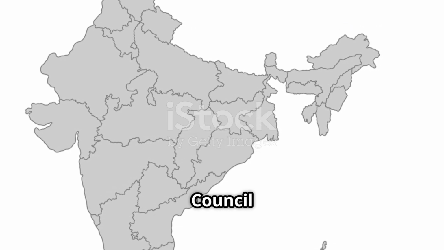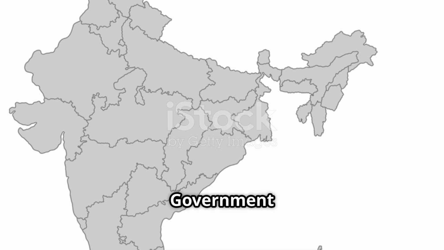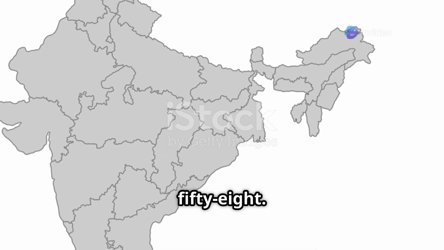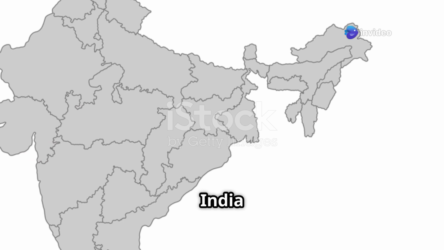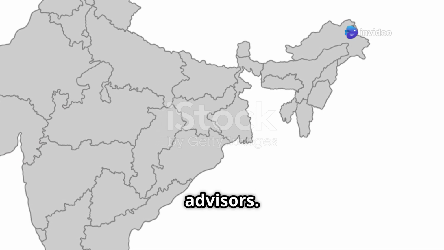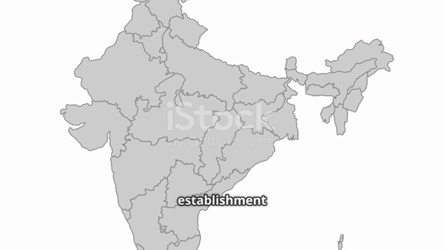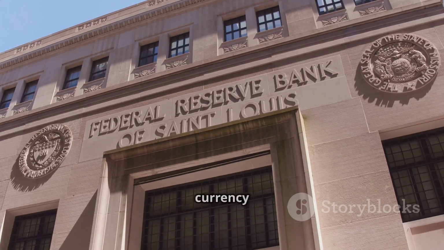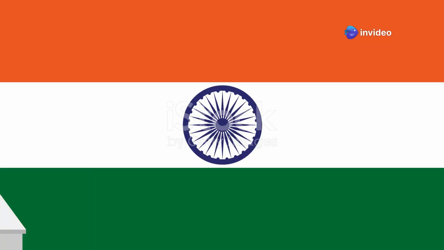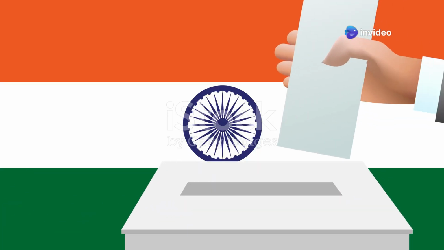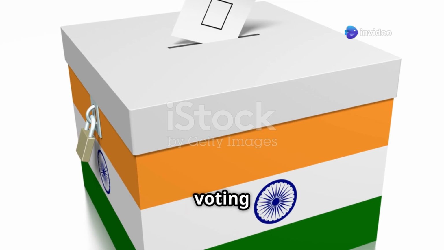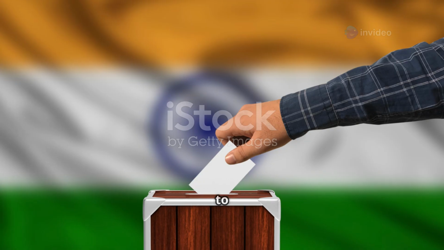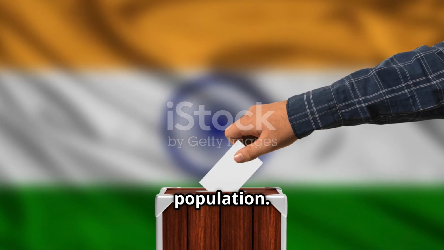It abolished the Council of India, established by the Government of India Act of 1858. The Secretary of State for India was provided with a team of advisors. It provided for the establishment of a Reserve Bank of India to control the regulation of currency and credits of the country. The franchise, or voting rights, was extended further from 3% to 14% of the total population.